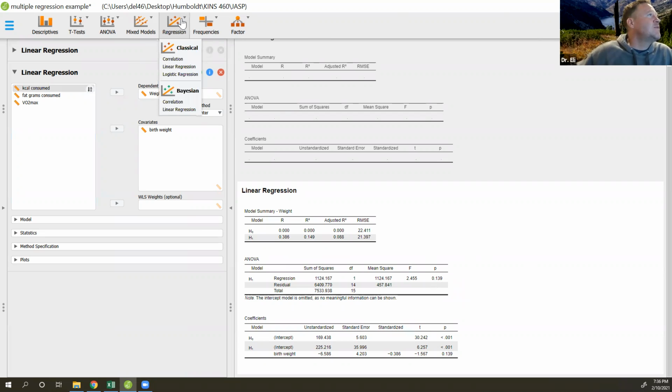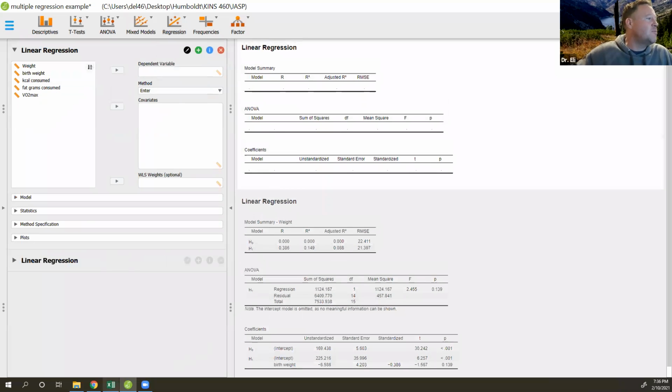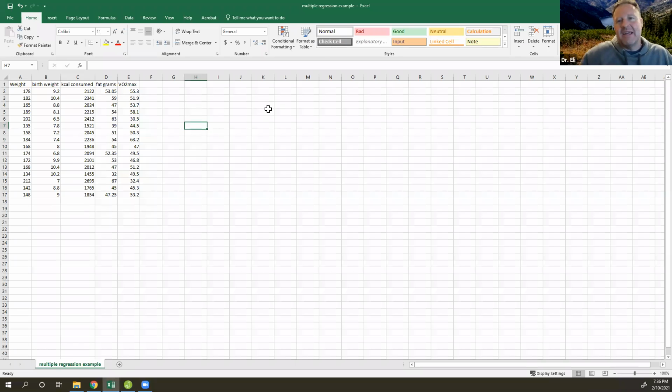And I know it's confusing up here. There's this correlation option. I don't like to use that because it wants you to enter data a little bit differently, so I just use the linear, okay? So now let's go back and pretend that didn't really give us a whole lot of information.